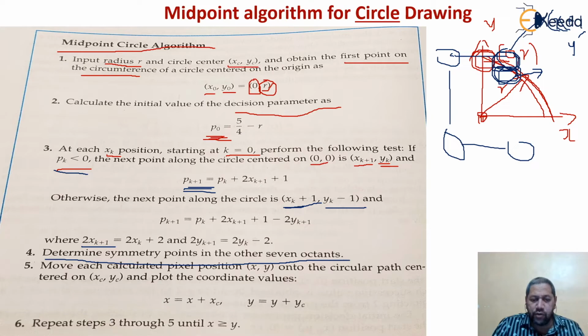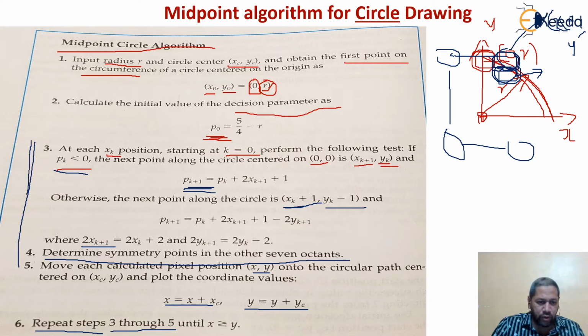Then move each calculated pixel position x comma y onto the circular path centered at x c comma y c and plot the coordinate values. So x is equal to x plus x c, y is equal to y plus y c, and again repeat steps 3 through 5. Again we repeat all this procedure until the value of x is greater than or equal to y.